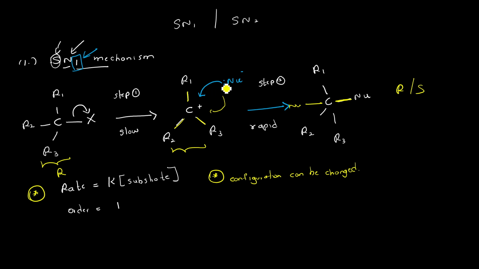Why? Because when this carbocation is formed, there are two vacant positions. Here this is carbon, and here you have two vacant positions. It doesn't matter how bulky it is. So the SN1 mechanism prefers tertiary and secondary. It doesn't prefer the primary alkyl that much.